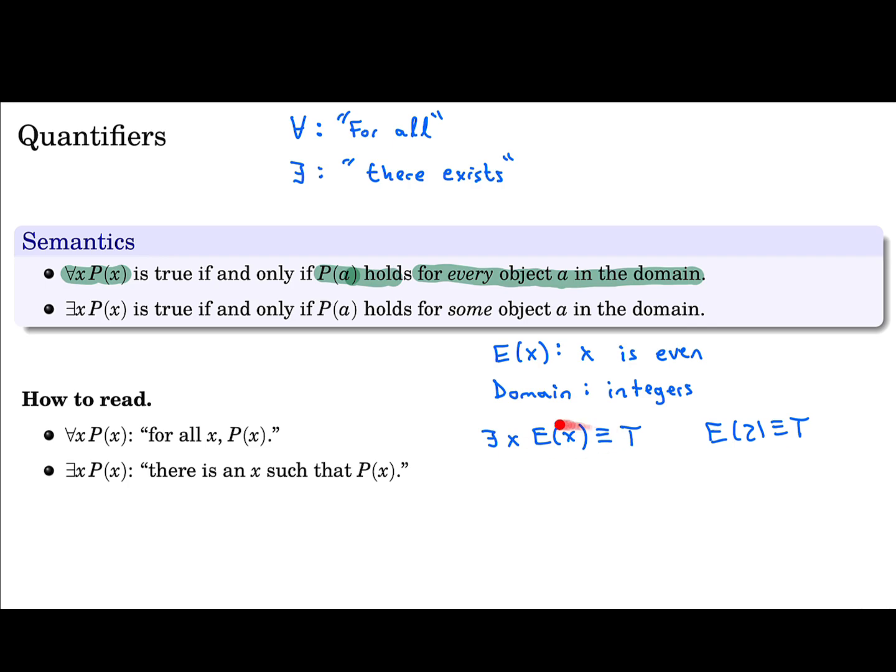That's what this means. But it will not be true that for every integer, that integer is even. This will be false. Why? This will be false because if you take 1, E of 1 is not even. It's false.